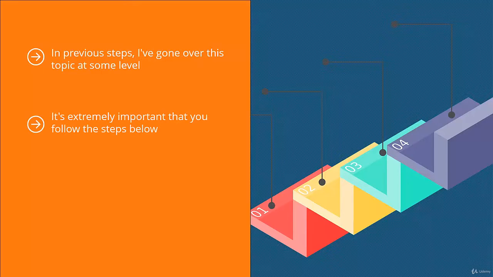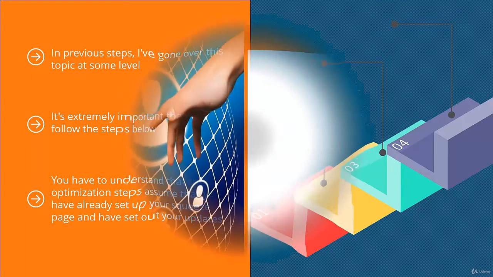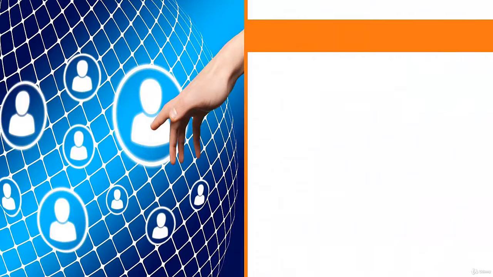Don't miss any detail. Make sure you implement each of the steps below, otherwise, you're going to be leaving a lot of money on the table. You have to understand that these optimization steps assume that you have already set up your squeeze page and have set out your updates. It also assumes that you've already optimized your squeeze page at some level. Here are further optimization ideas to try to maximize the conversion ability of your email list recruitment page.